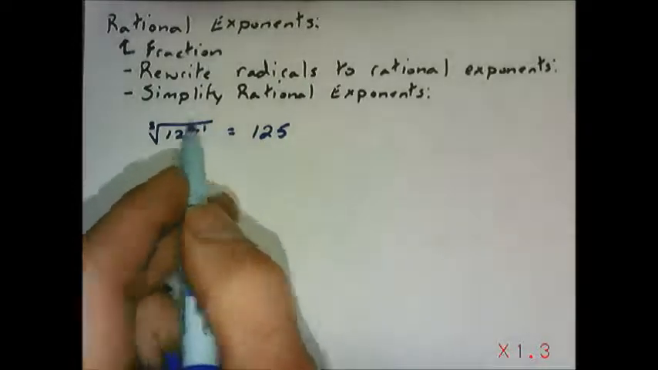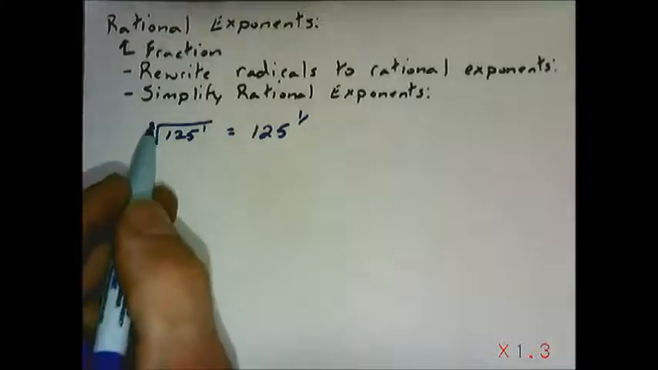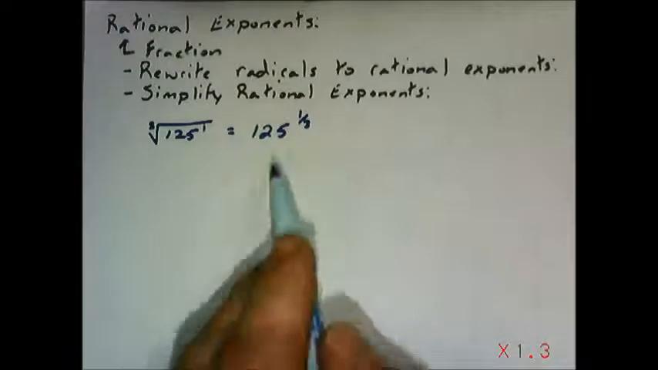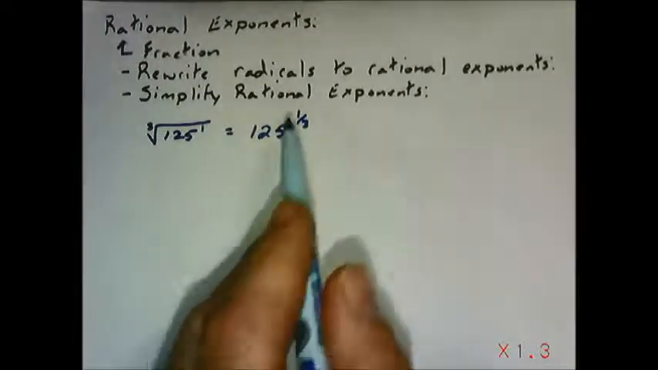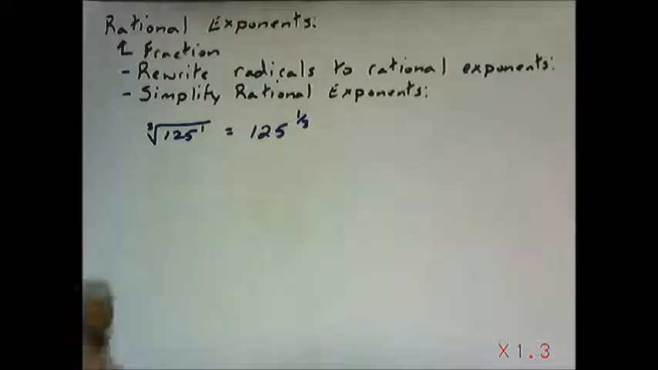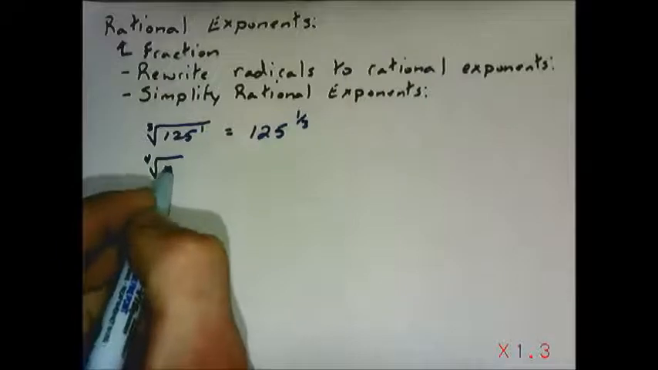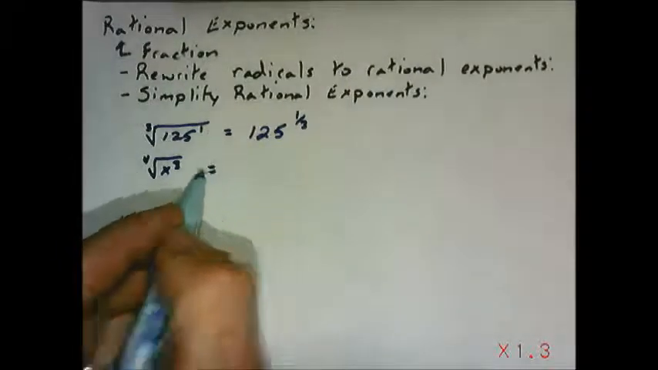We're going to take the exponent that it has, 1, and we're going to take that and divide it by the index, which is 3. So we can write this as 125 to the 1/3 power. And that's rewriting it as a rational exponent. We can do the same for variables. Let's say we have the fourth root of x to the third.